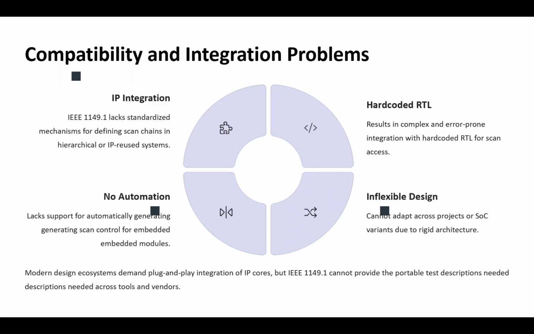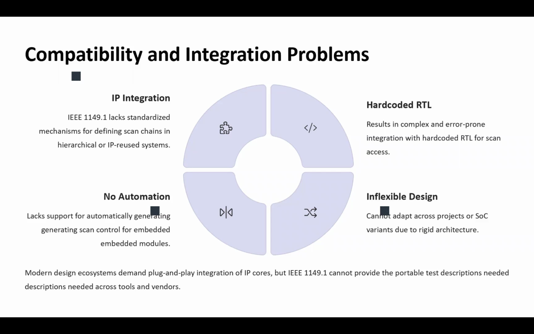RTL is short for register transfer level, a low-level language used to design chips. So engineers must manually write connection logic to include every instrument in the scan chain, and this process is tedious, especially when integrating third-party IP. Now, 1149 part 1 forces the scan structure to be fixed, so we can't easily reuse or reconfigure it for different chip projects or versions.